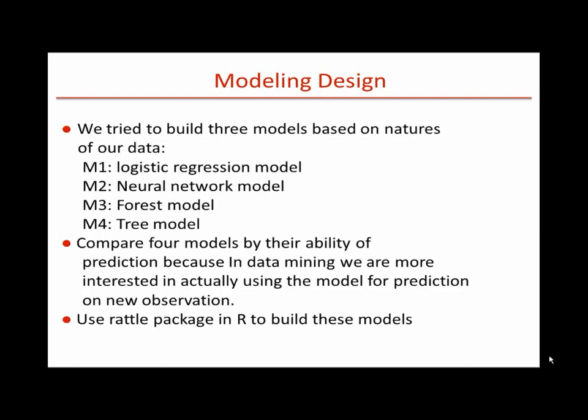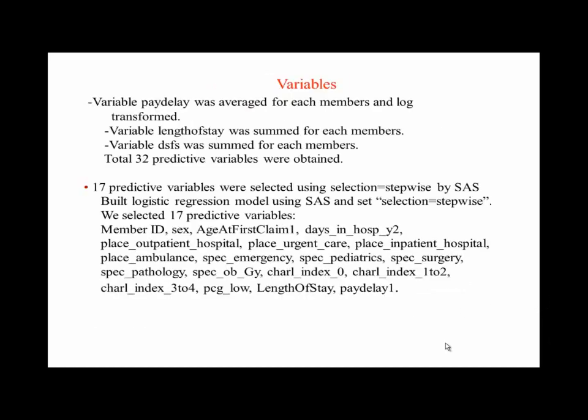Rattle is a package in R. This has been used to build all these 4 models and also to compare and evaluate them for their predictive ability. To know how the variables have been processed, this is how. For pay delay, averaged and log transformed; length of stay summed; DSFS summed for each member. Thus a total of 32 predictive variables were obtained.